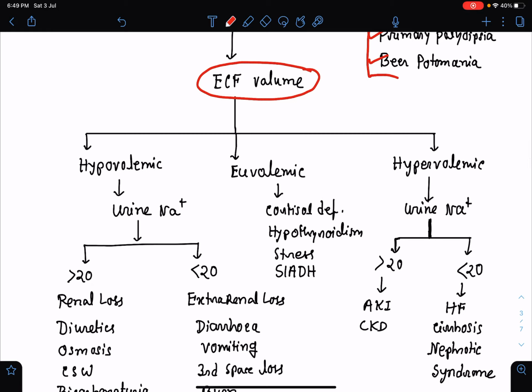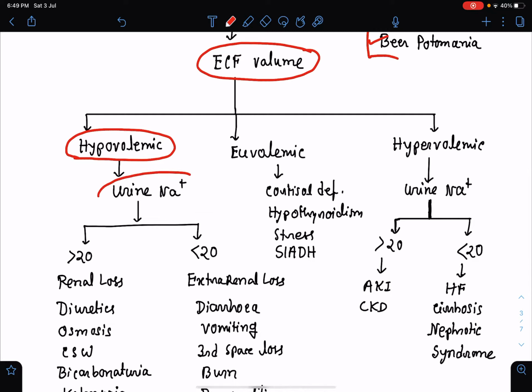If extracellular fluid volume is low, which is known as hypovolemia, then it will be a case of hypovolemic hyponatremia. Now here comes the role of urine sodium. In the beginning, I said that there are three main investigations we should do to classify the causes of hyponatremia: plasma osmolality, urine osmolality, and urinary sodium.